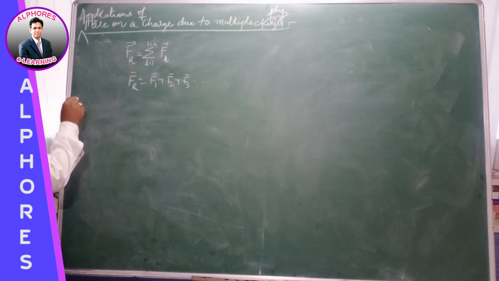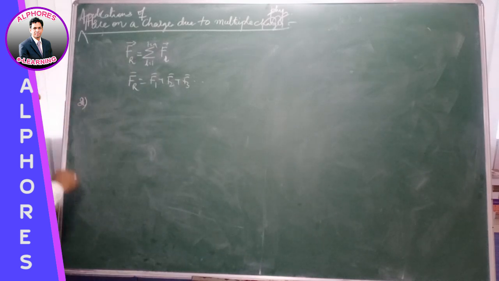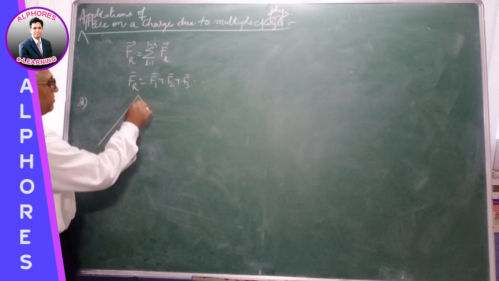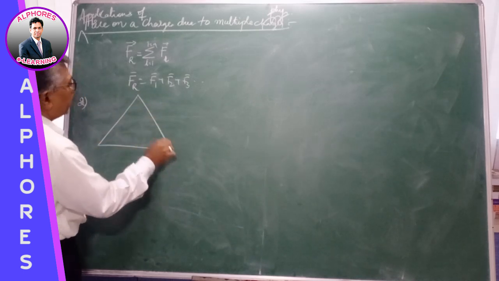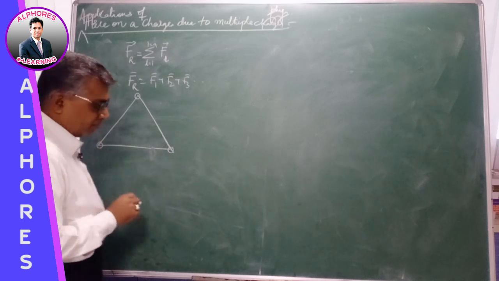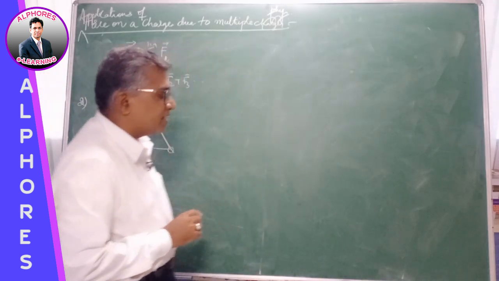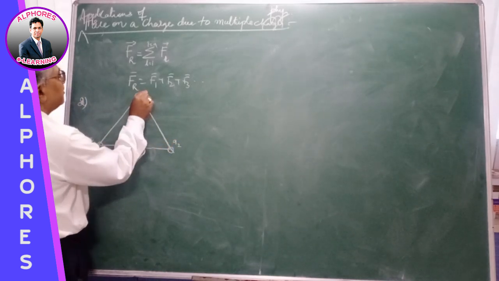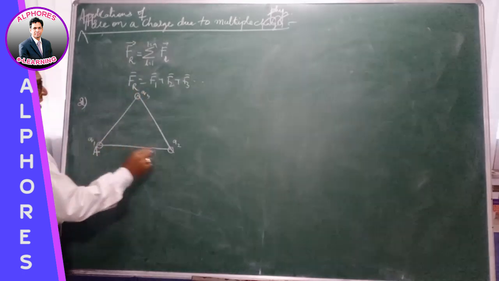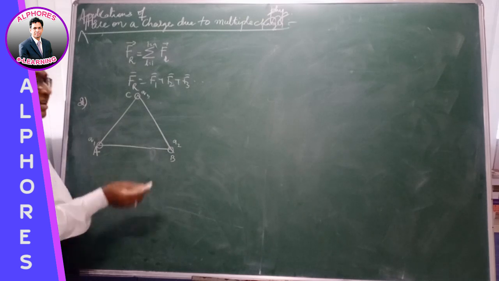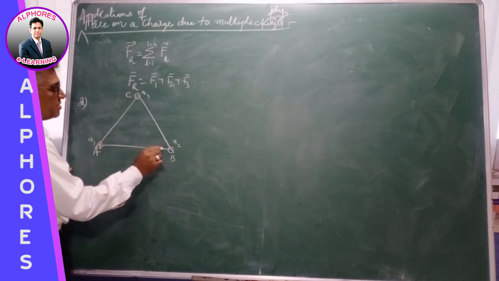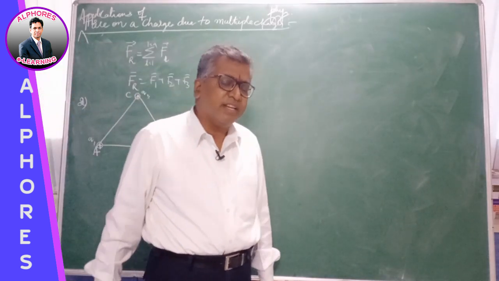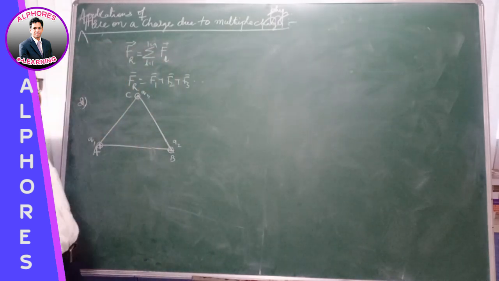Considering another example, let there be 3 charges on the vertices of an equilateral triangle. Consider 3 charges on the vertices of an equilateral triangle, named Q1, Q2 and Q3, at the vertices A, B and C. Let's consider all are like charges, plus, plus and plus. Now you are asked to find the resultant force on any one of the charges. Let us take the resultant force on B.